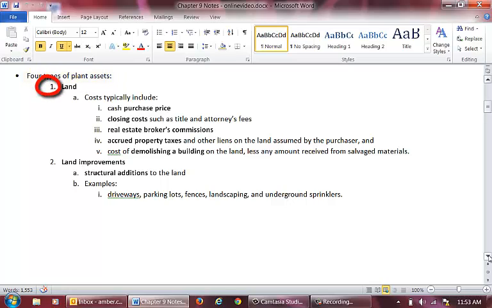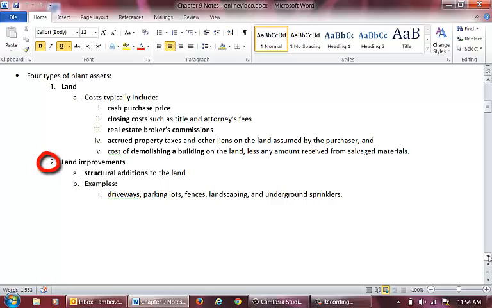The cost of land may include the asset's purchase price, any closing cost incurred including title and attorney fees, real estate agent commissions, accrued property taxes and other liens on the land assumed by the purchaser, and cost of demolishing a building on the land less any amount received from selling salvaged materials. Please note that property taxes are only included in the cost when they are accrued on the land when purchased. Once purchased, any property taxes incurred are expensed.